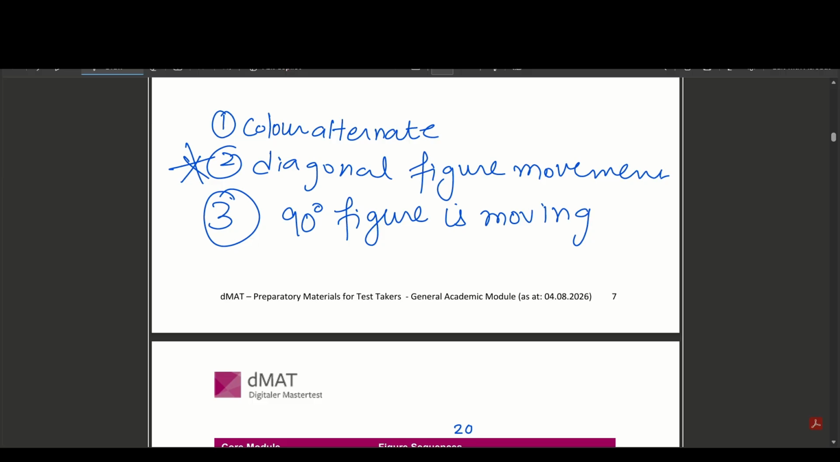I'm going to give you a PDF for the homework as well for the same related questions. You have to solve that and check your answers. So the first topic is completed here from the official PDF.